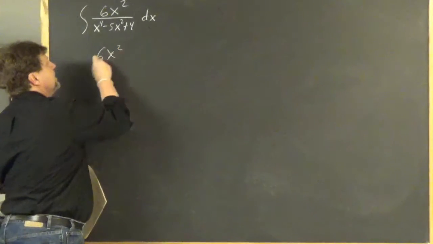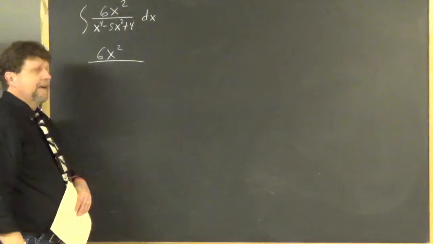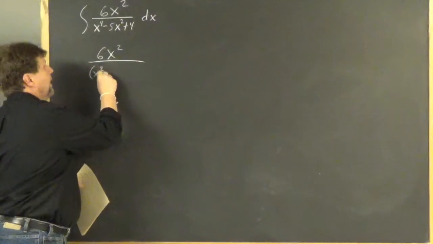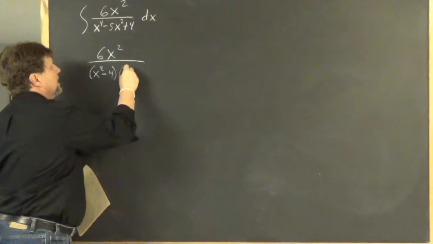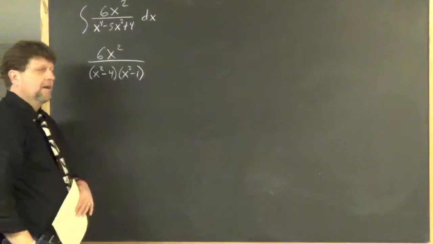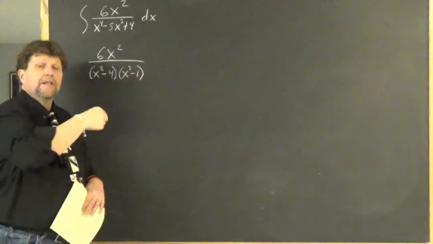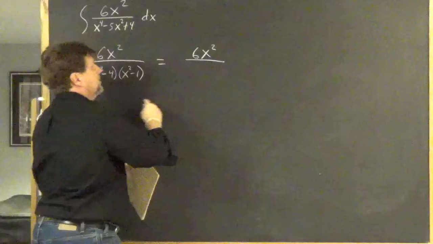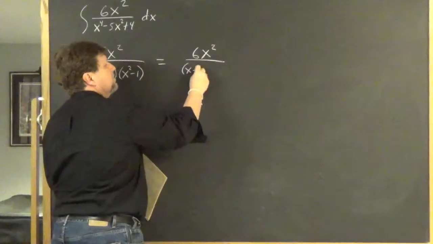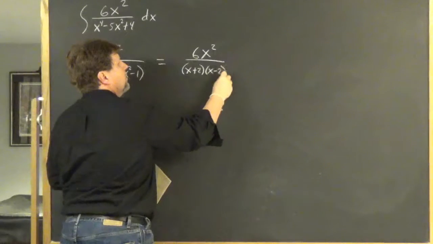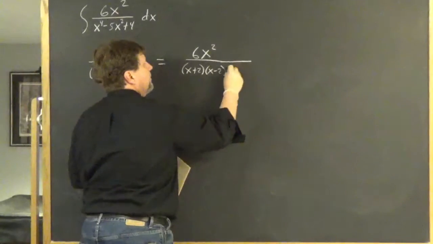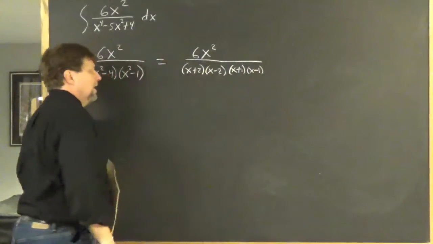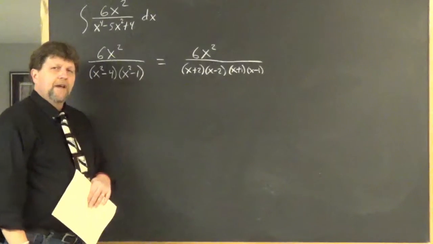So when I look at that denominator, x to the fourth minus 5x squared plus 4, I think it factors to x squared minus 4 times x squared minus 1. But notice each of those factors in turn will factor. So x squared minus 4 factors to x plus 2 times x minus 2, and x squared minus 1 factors to x plus 1 times x minus 1. Okay, so I have it completely factored.